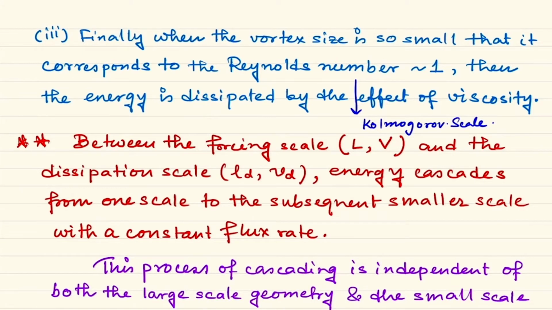So we can simply designate this by the length capital L and the velocity capital V. Okay. And the Kolmogorov scale, which is the dissipation scale, we can designate by LD and VD. Okay. Between these two scales, energy simply cascades from one scale to the subsequent smaller scale with a constant flux rate. So this is a very important assumption of the whole theory.